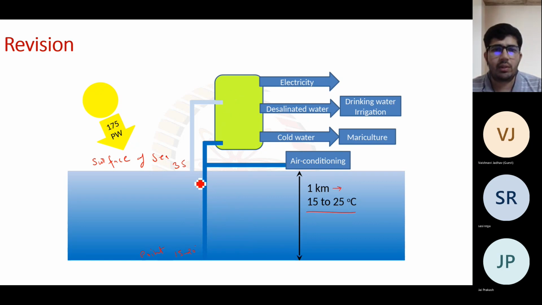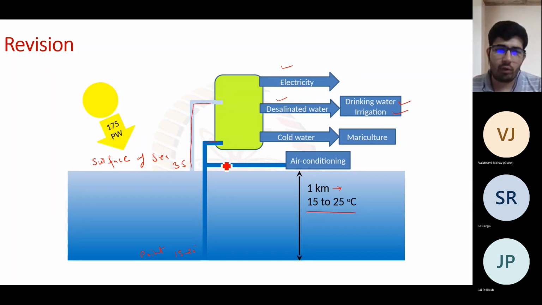Okay, so the system will supply the hot water and cold water, and using the temperature difference we can generate the electricity. We can desalinate water, because the sea water is having huge amount of salt content. So using this system, we can desalinate the water, and it can be used for drinking water and for irrigation.